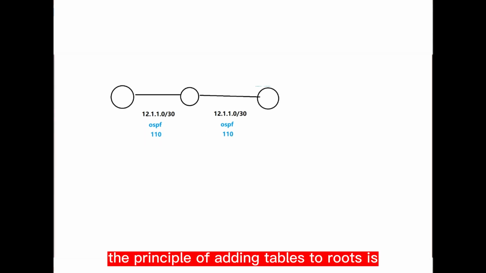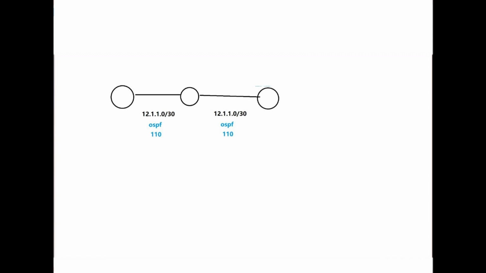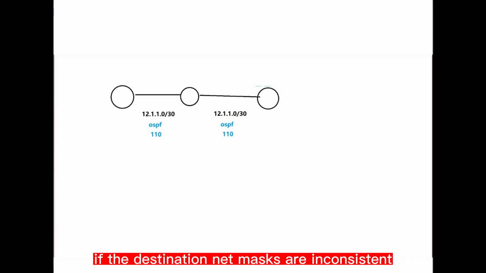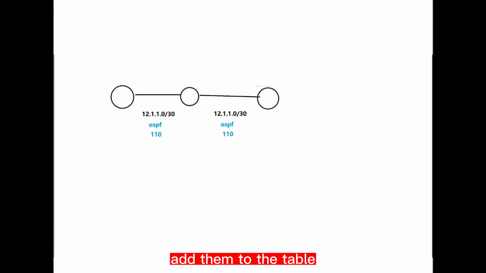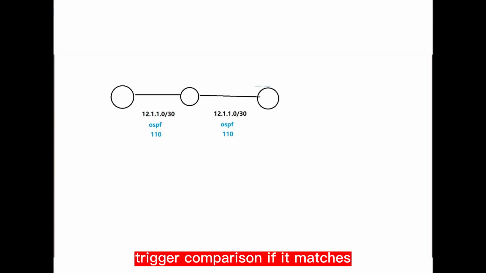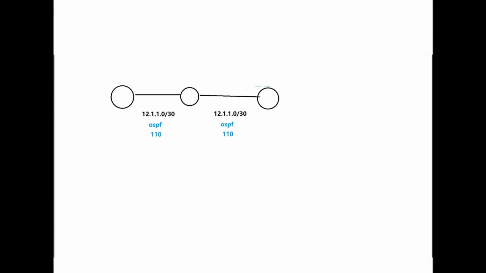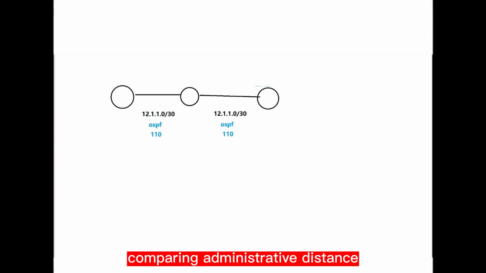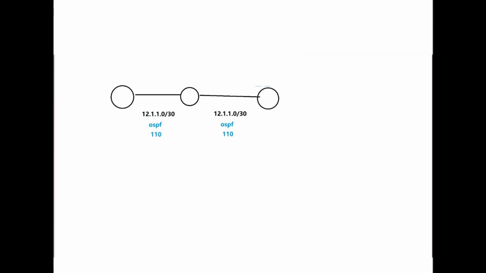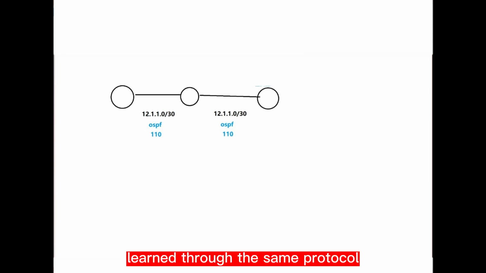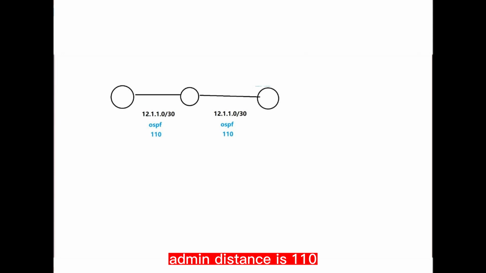The principle of adding routes to the table is, if the destination and netmask are inconsistent, add them to the table. If they match, trigger a comparison of administrative distance. But now the embarrassing place is that the administrative distance is consistent, because it's all learned through the same protocol. The administrative distance is 110. Now both routes need to be added to the table.